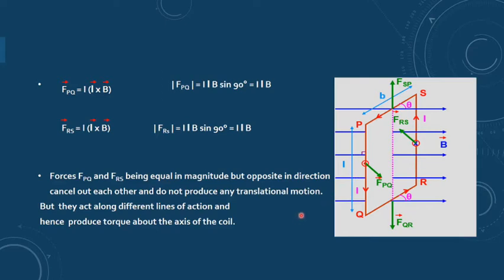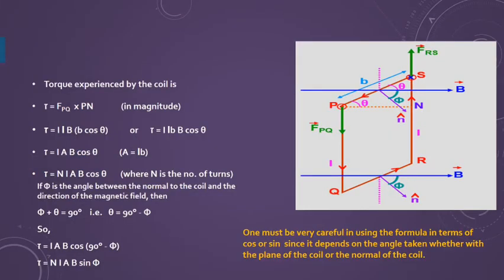So I have to find the value of the torque which will be produced because of these sides PQ and RS. Now if you want to find the torque, you know the formula: it is given by either of the forces into the perpendicular distance between them. This is the direction of the force. If I am taking FRS, this is the opposite of FPQ.